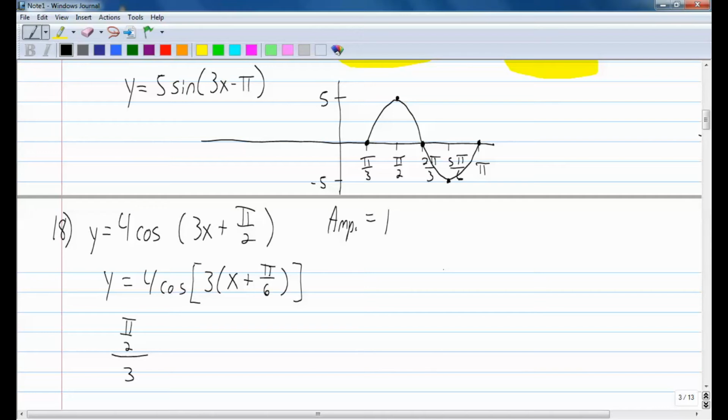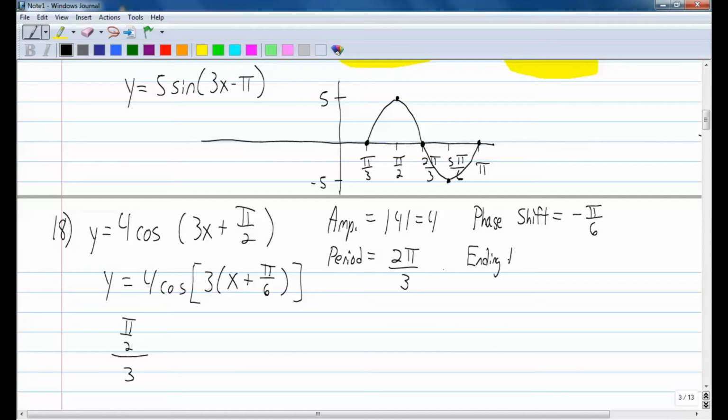The amplitude is the absolute value of 4, which is 4. The period is 2 pi divided by omega. Omega is what we factored out. That's going to be the 3. The phase shift is going to be the starting point. Look back here and see we have plus pi over 6. So that means we're going to have a negative phase shift. Negative pi over 6. That's our starting point.